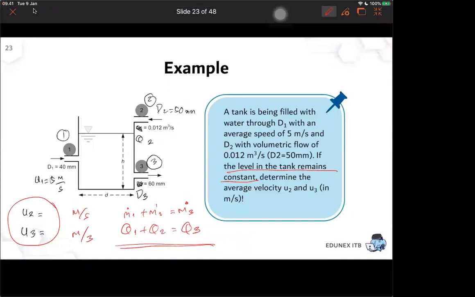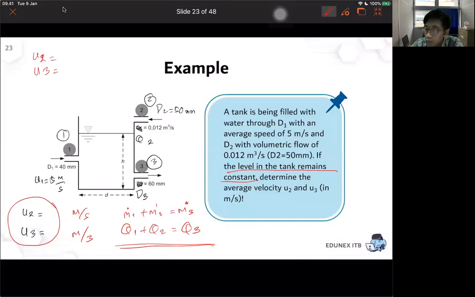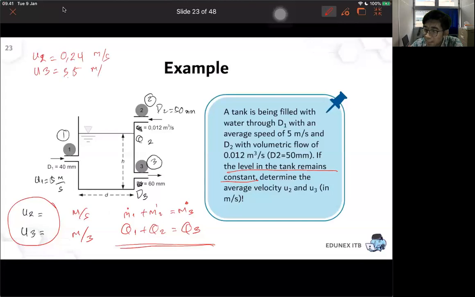Sudah selesai? Udah sir. Berapa ketemunya? For U2 I got 0.24. For U3 I get 3.5. If that's right, sir. Coba diulang, sorry. 0.24 sama U3-nya 3.5. Kayaknya bukan deh. The value should be close to each other.